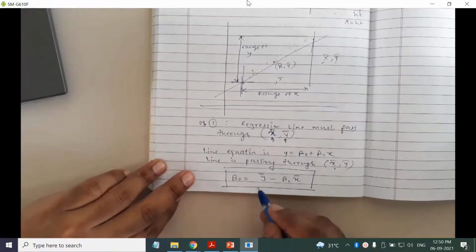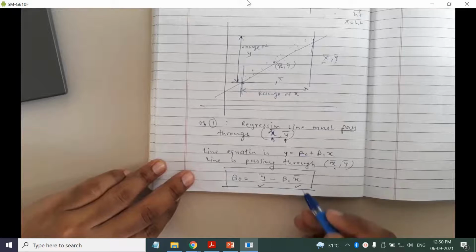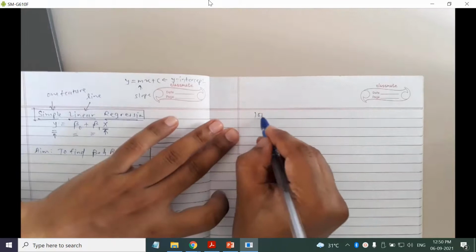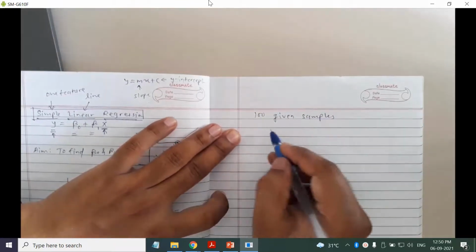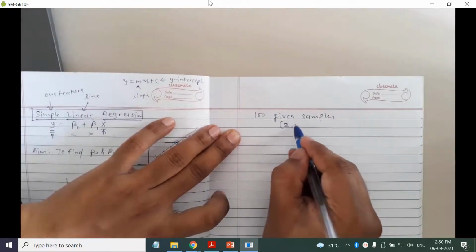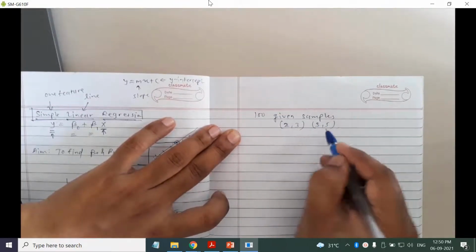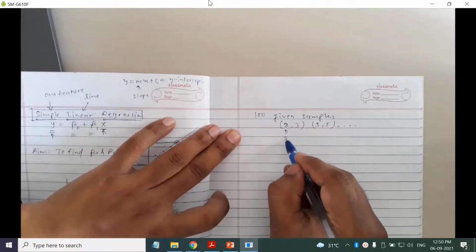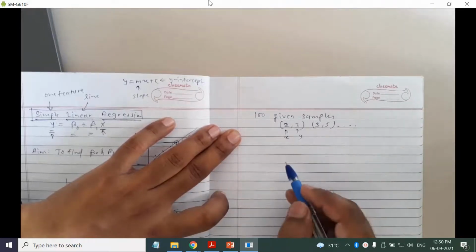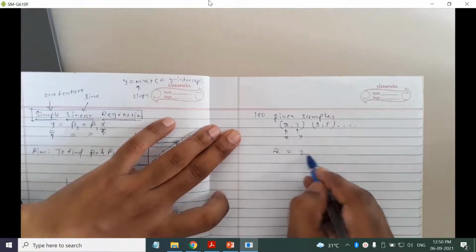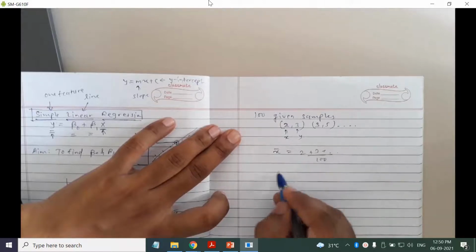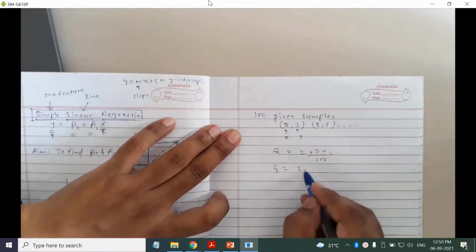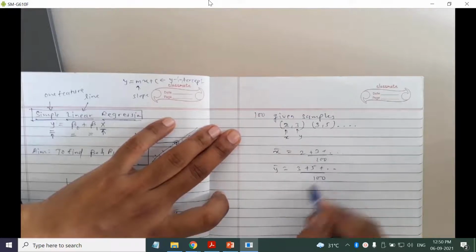We can clearly find out the value of y bar and x bar from the given samples. Consider if we have 100 given samples, so we will have 100 points. Let's say 2, 3, 3, 5 and so on. These are the x values, these are the y values. We can easily find x bar as 2 plus 3 plus 2 plus 3 and so on divided by 100, and y bar equals 3 plus 5 plus and so on divided by 100.